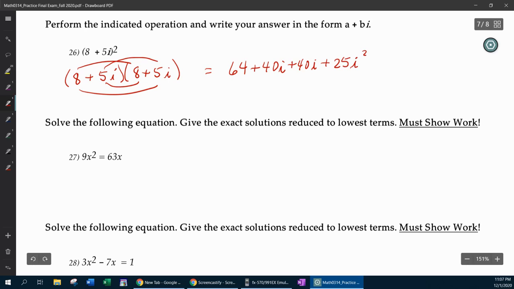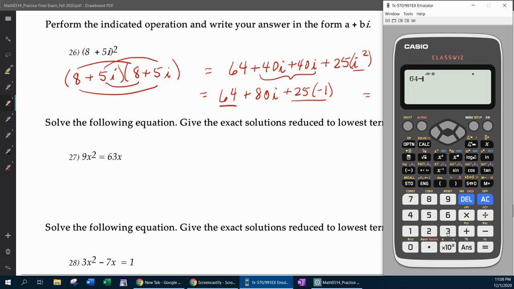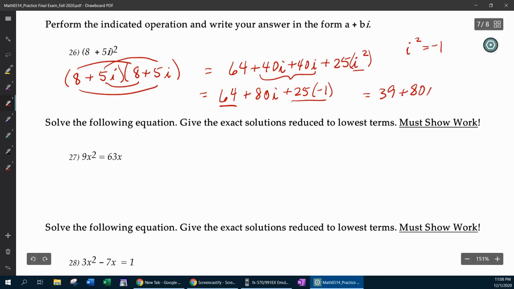i times i gives me i squared. And that should raise a red flag for you, because we know that i squared is -1 and is going to need to be evaluated. All right, so what is that going to give me? That's going to give me 64 plus 80i plus 25 times -1, doing the substitution for i squared. And 25 times -1 is -25, which can then combine with the 64. So the final answer is whatever 64 minus 25 is. 64 minus 25, that's 39. 39 plus 80i.